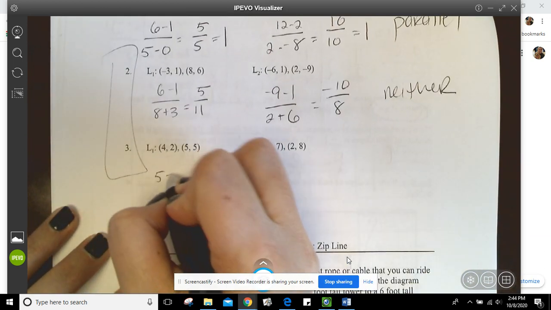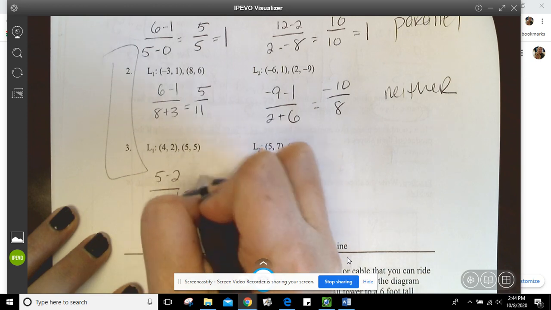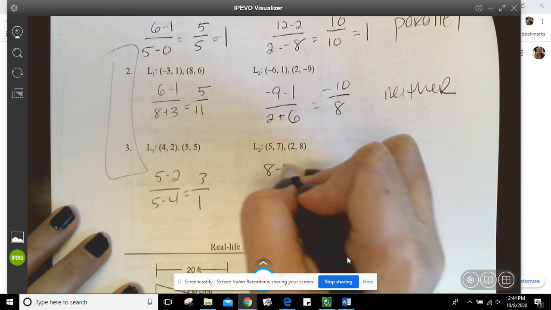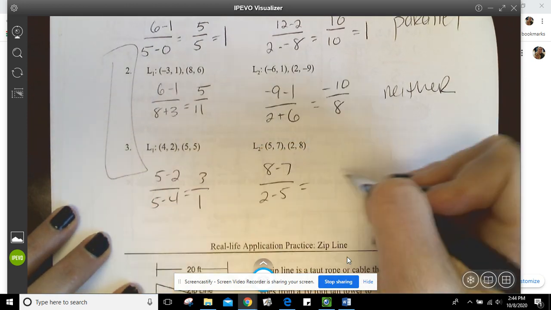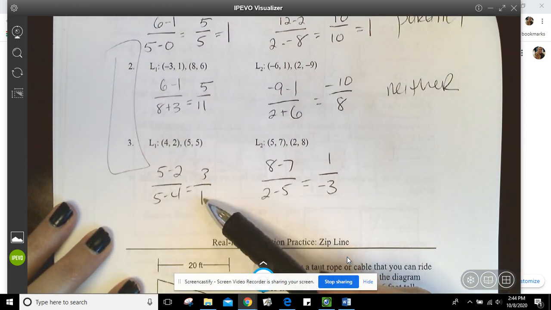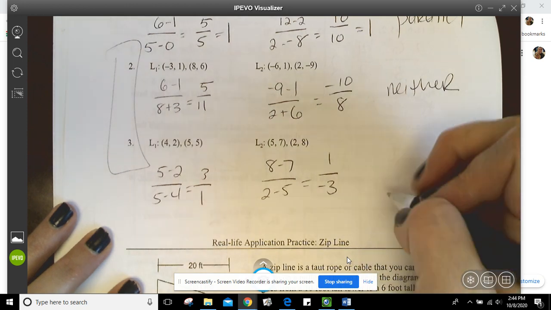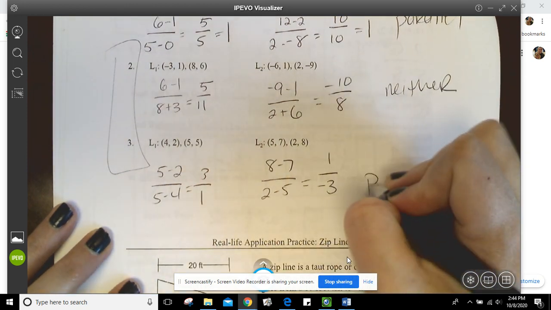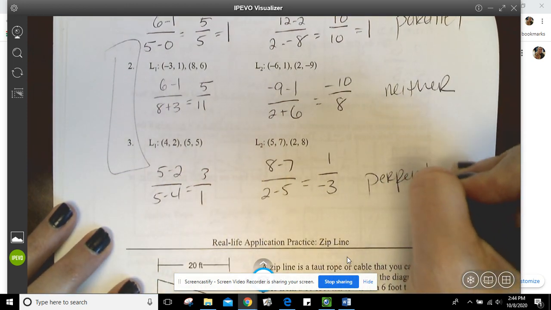And then for 3, I got 3 over 1 and -1/3. So these are opposite and reciprocals. So this one should have been perpendicular.